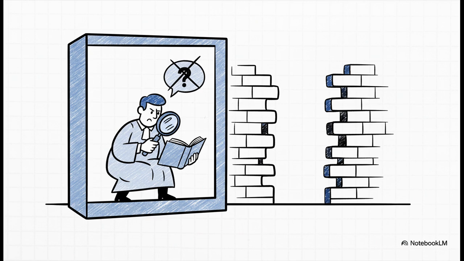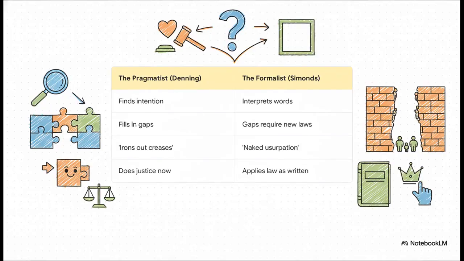They are not co-authors. If there's a hole in the law, well, that's a problem for Parliament to fix by passing a new law. Any judge who tries to patch that hole themselves is stepping way out of line and messing with the balance of power.